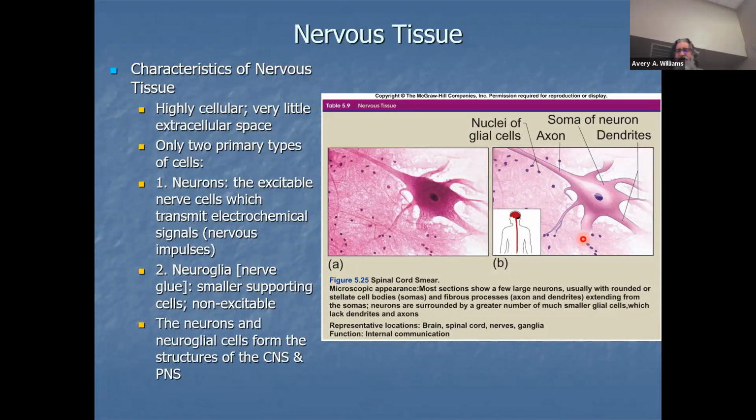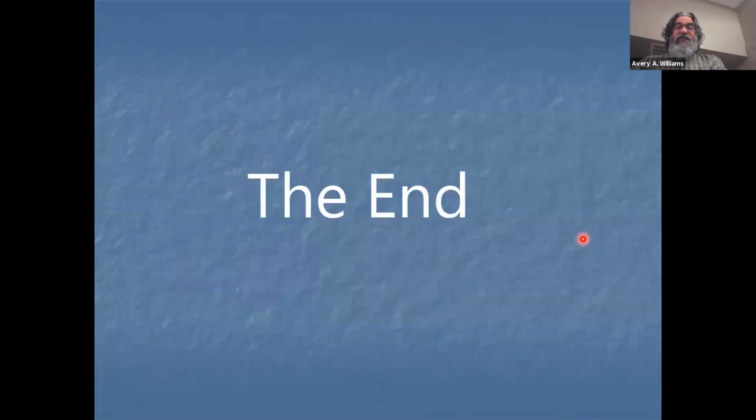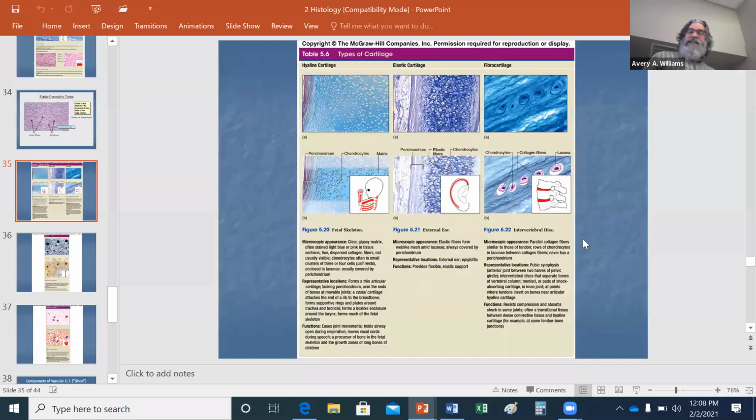The neurons and the neuroglial cells form all the structures of the CNS and PNS, which is the central nervous system and peripheral nervous system. So your brain, your spinal cord, all your nerves are made out of nervous tissue, which are neurons and neuroglial cells. The end. So that's it. That concludes all of our histology.